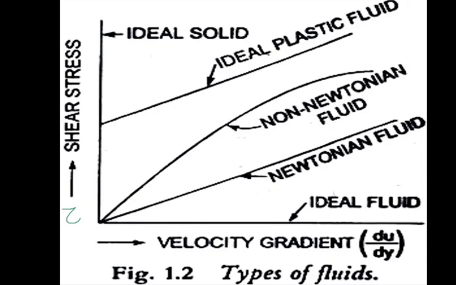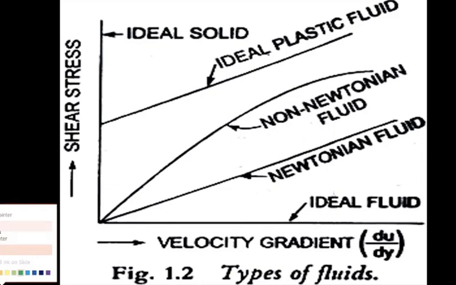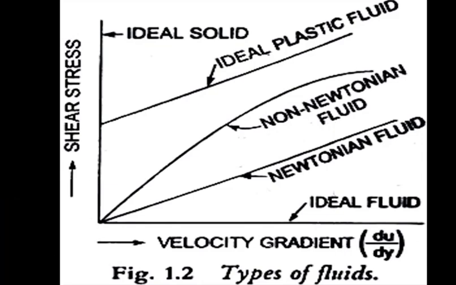So viscosity is not there, meaning there are no two layers, and between two layers there is no velocity gradient. There is no change in the velocity between those two layers. Since there is no velocity gradient, the ideal fluid will be on the x axis. So no value of shear stress, shear stress will be 0. Okay, this is ideal fluid.